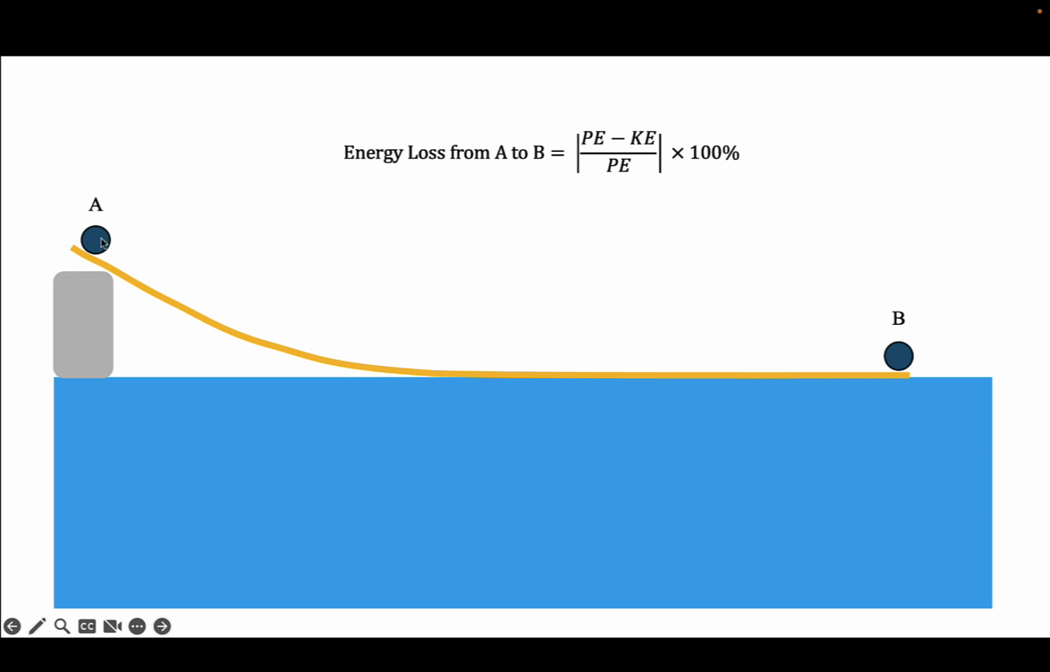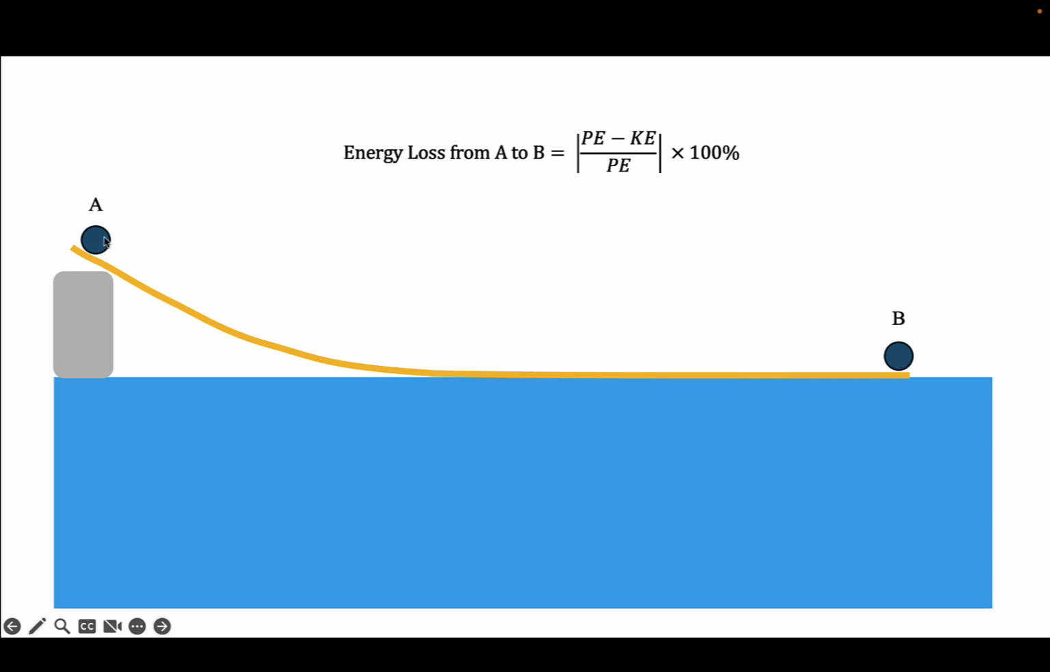And then you'll be measuring the energy loss between point A and point B. So at point A, all the energy is potential energy, and at point B, all the energy is kinetic energy. So you'll be measuring the percentage of energy loss, which is given by potential energy minus kinetic energy over potential energy times 100%. So you will do this experiment about 5 times at different heights.